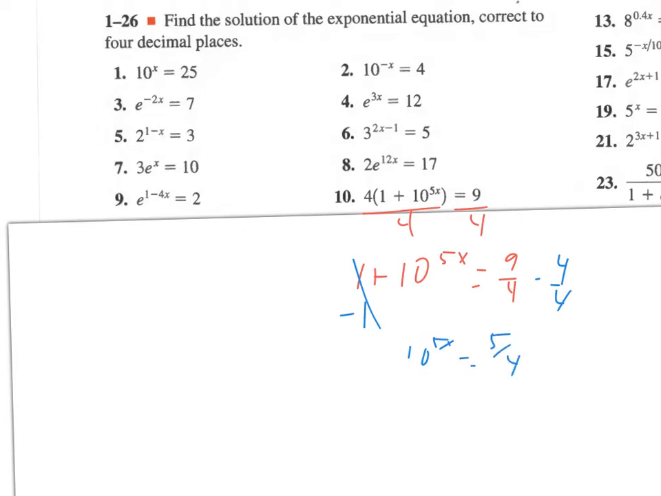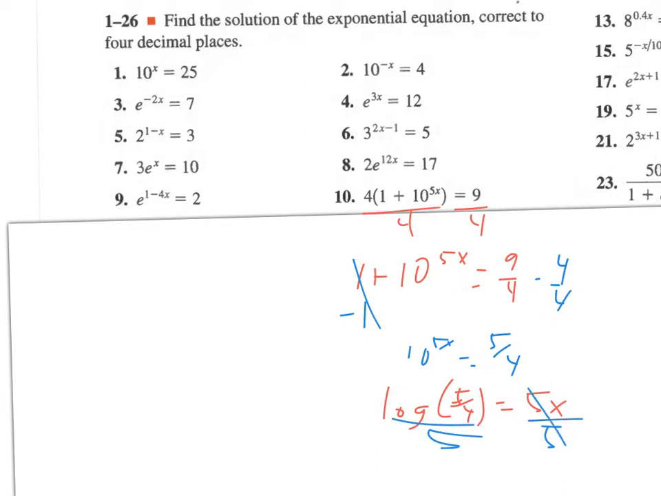Now ready to switch it into log form. So we're going to go log base 10. Now when we're log base 10, we actually do not need to write the base. So it's just going to be 5 over 4 in the log, and then that's equal to 5x. So then I just have to divide that by 5 outside the log to finish isolating x here.